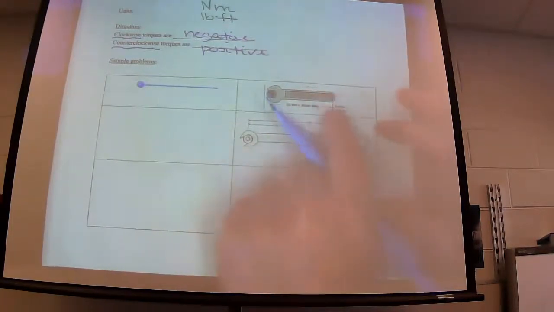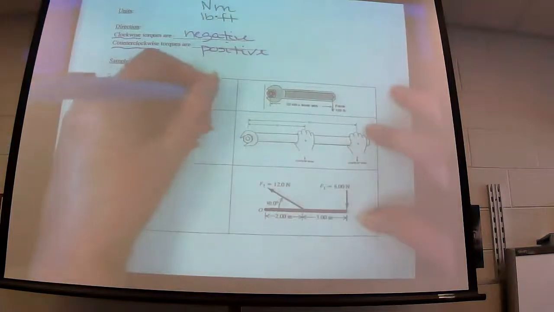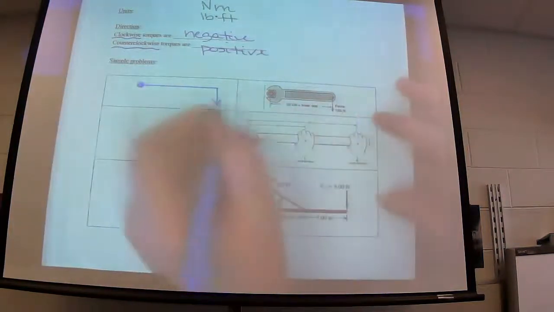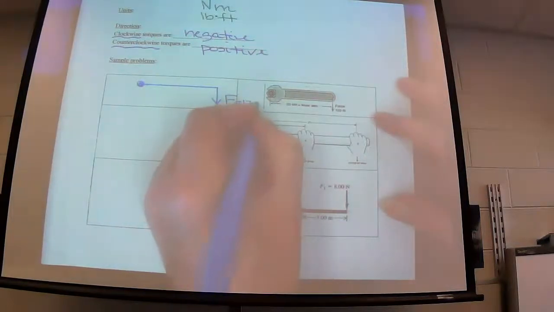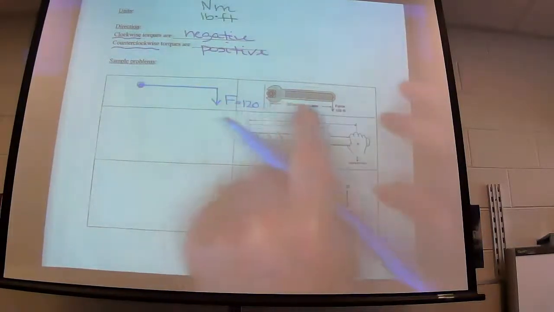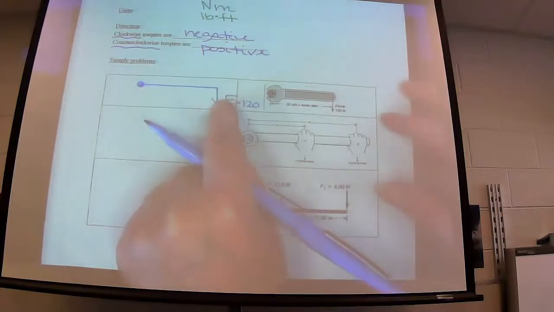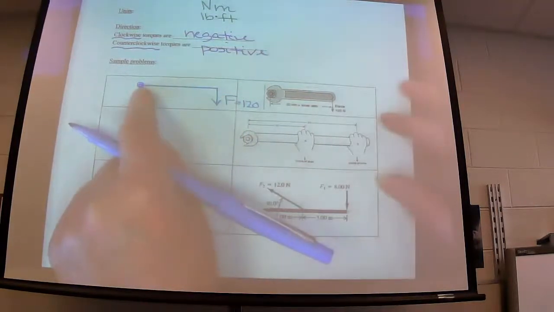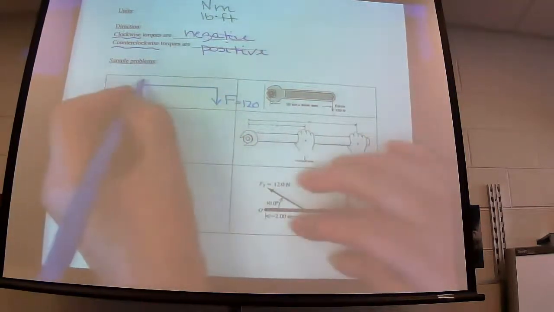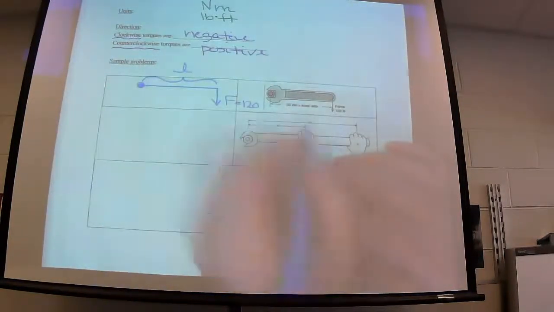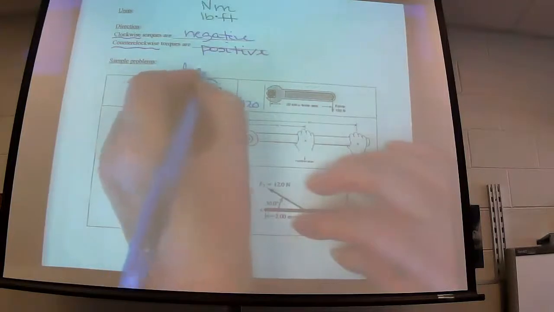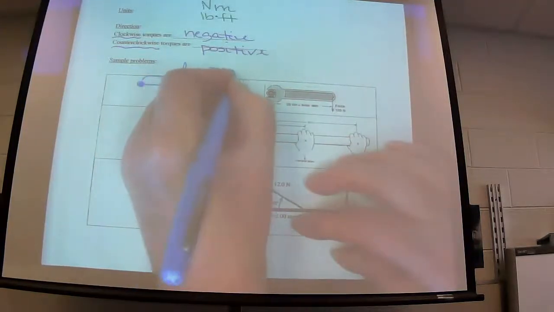And I'm going to take my hand here and pull down with a force of 120. So it's kind of like an FA. And the distance from the force to the pivot point is L. So this distance is L. And L is 20 centimeters, and we turn it into meters, 0.20 meters.